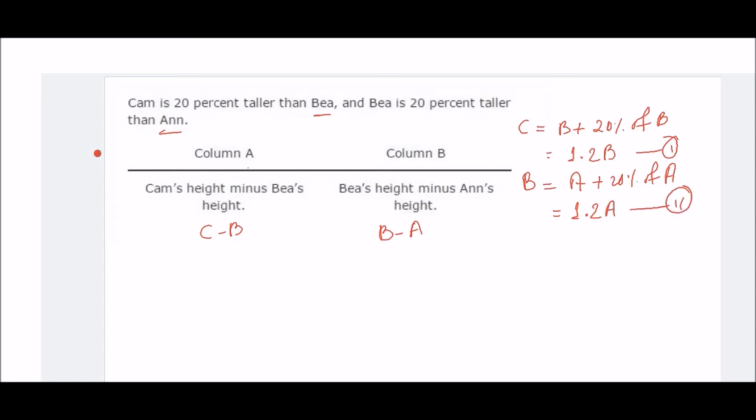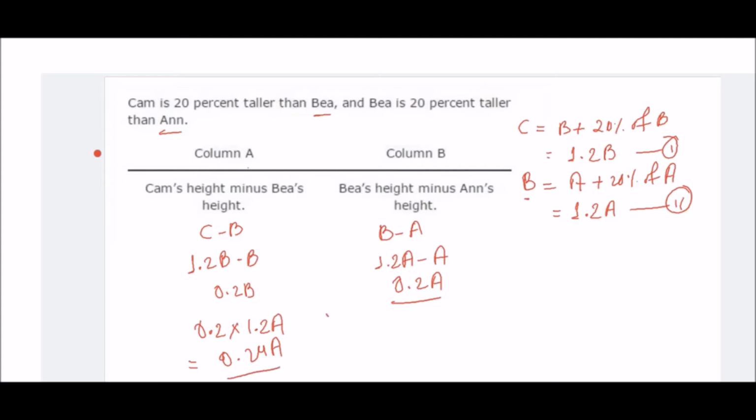So now from equations first and second, C minus B will be 1.2 B minus B, and similarly 1.2 A minus A, that will be 0.2 B and that will be 0.2 A. So here we can substitute the B value, 0.2 into 1.2 A, and that makes 0.24 A, and here it is 0.2 A. So obviously quantity A is going to be greater than quantity B, so our answer choice will be A.